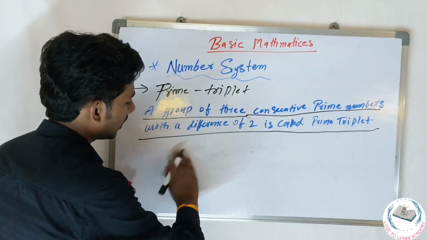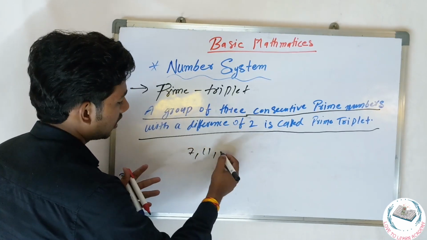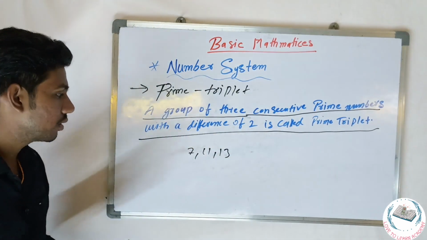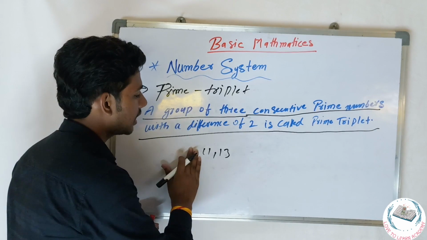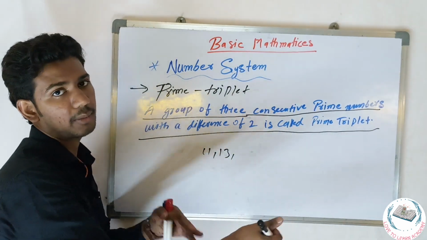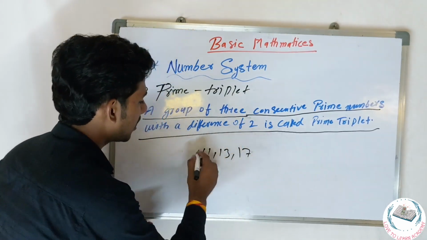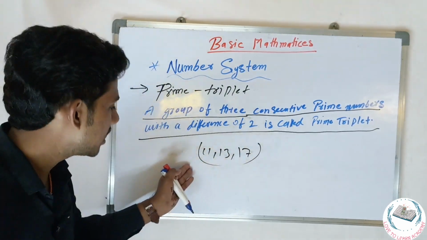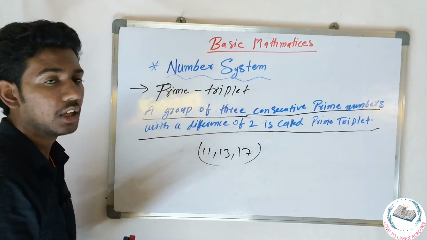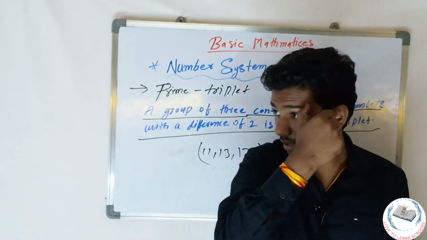You can't write like this: 7, 11 and 13. Otherwise, 11, 13 and 15, 16. You can say 11, 13, but 14 is not a prime number, 15 is also not, 16 also not, 17. So you can't write 11, 13, 17. These are 3 prime numbers only, but in a prime triplet the difference is only 2. Okay, so difference is only 2.